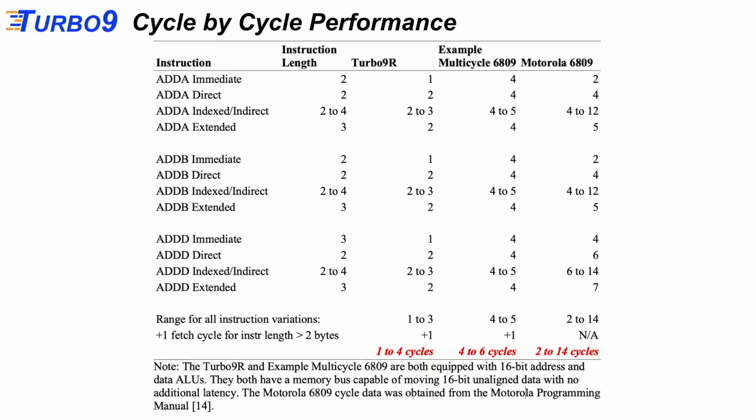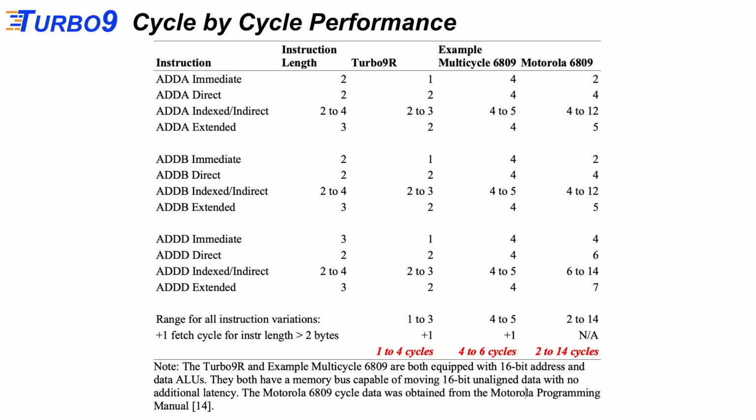So I love this. This is my favorite table. What are we comparing here? Again, we're looking at all the add instructions just to make the point here. We've got the Turbo9R, that's our fancy racing version, and we've got our example theoretical 6809, which has the same memory capability as the Turbo9, as well as the same 16-bit ALU capability as the Turbo9. And then we have the good old classic 6809.